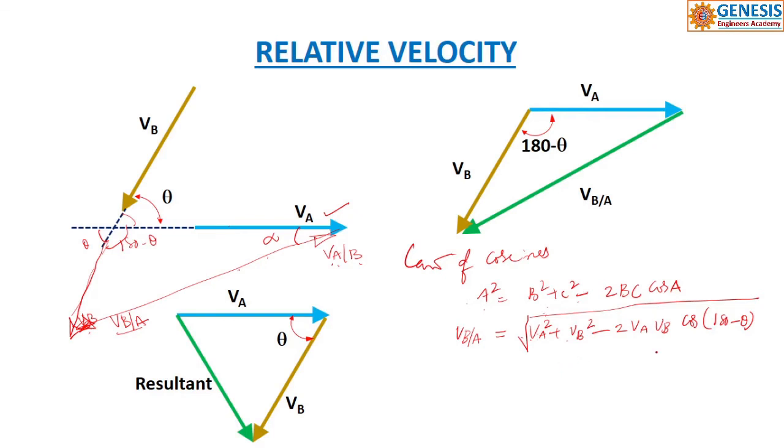And here you can take cos of 180 minus theta. You are also supposed to know the trigonometry and instantly use those formulas. And what happens if theta is equal to 0?